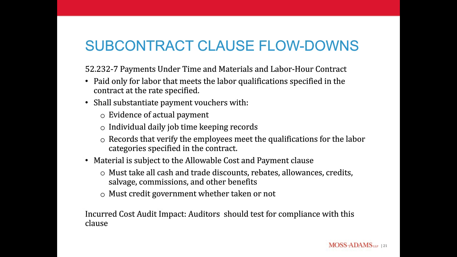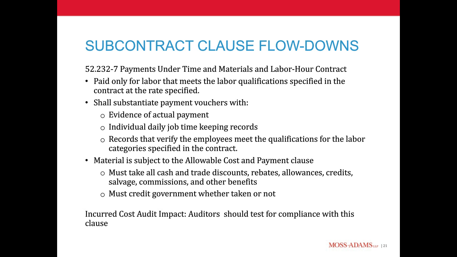Now, whether your audit of a subcontract should focus on that will depend upon some factors. Individual daily job timekeeping records is important, and records that verify the employee meets the qualifications, as we discussed. Material is subject to the allowable cost and payment clause, and there are some requirements related to that, including that the contractor must take all cash and trade discounts and must credit the government whether taken or not.